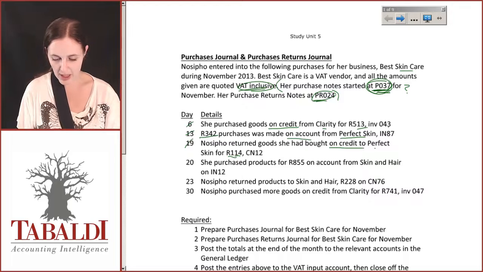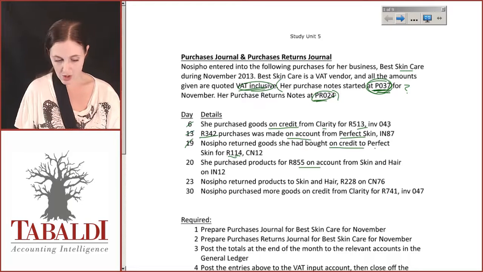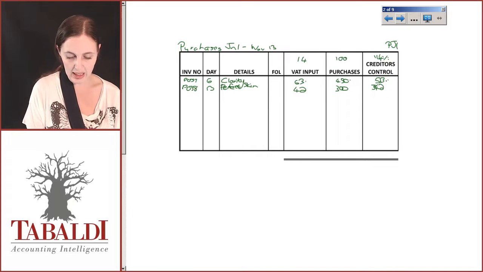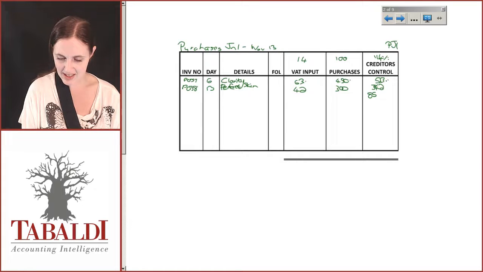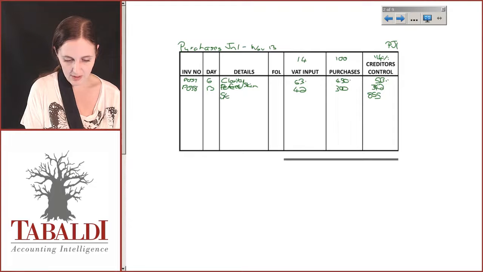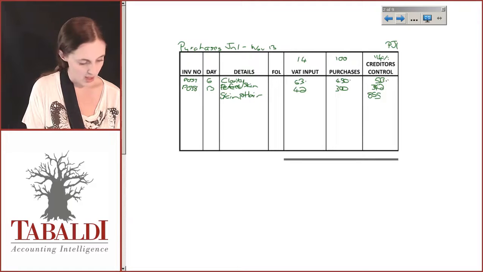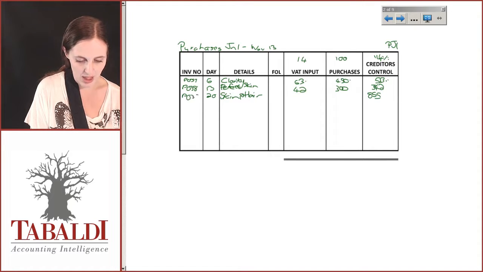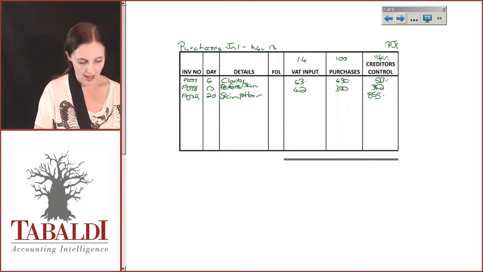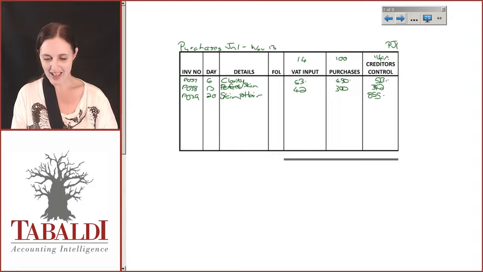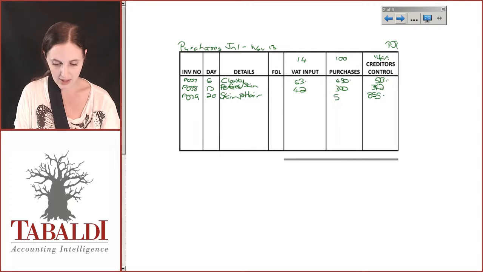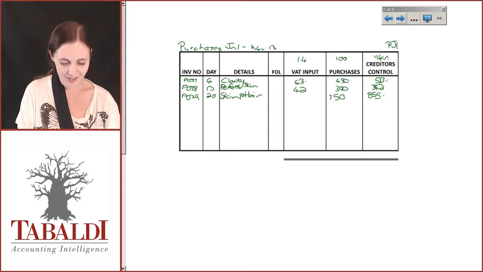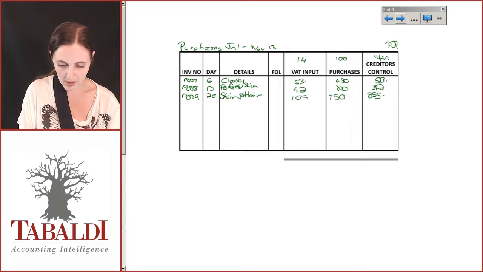On the 20th, she purchased products on account from Skin and Hair. So on the 20th, 855 from Skin and Hair. Let's put that amount in before we forget. 855 from Skin and Hair. And that was on the, memory's terrible, that was on the 20th. And this we will now have as PO39. Again, 855 divided by 114 times 100 is going to give us 750, and our VAT on that would be 105.